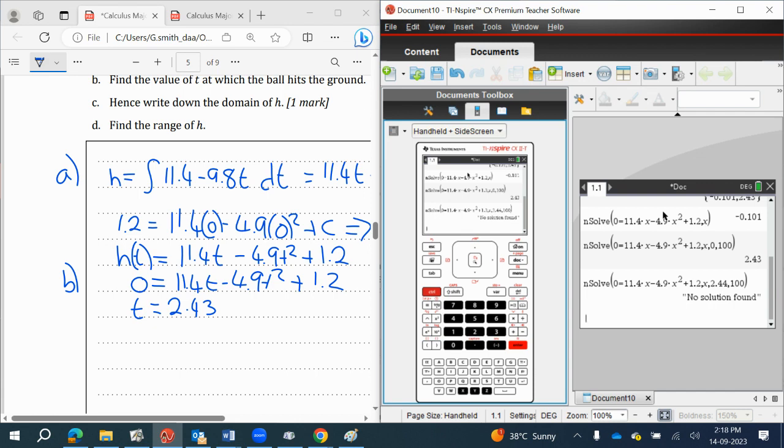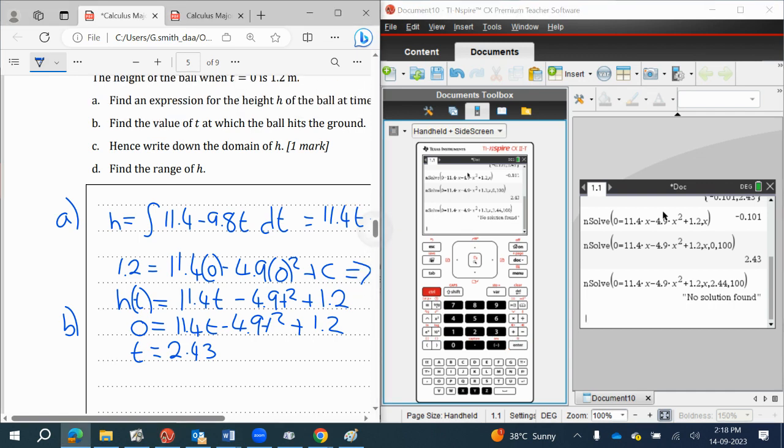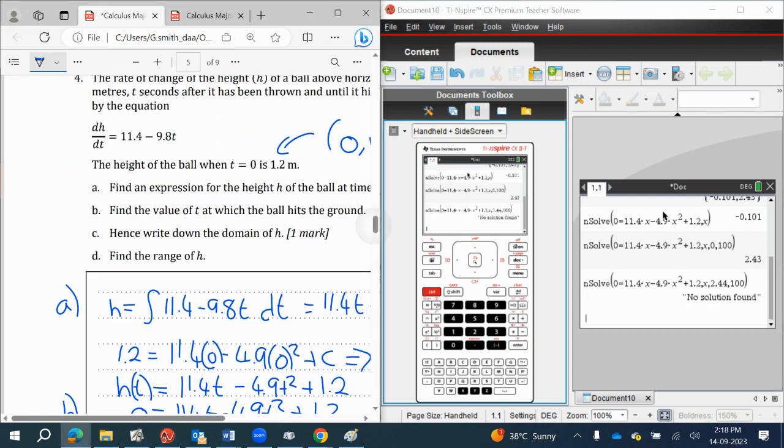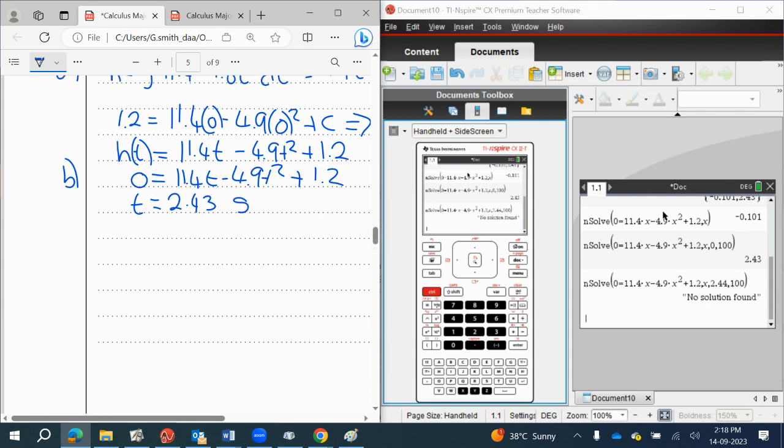So that's B. Let me just check B. Find the value of t at which the ball hits the ground. Was that in seconds? Yeah, this one's in seconds.